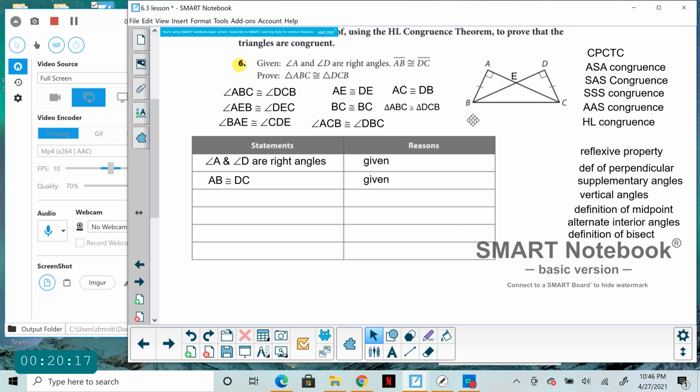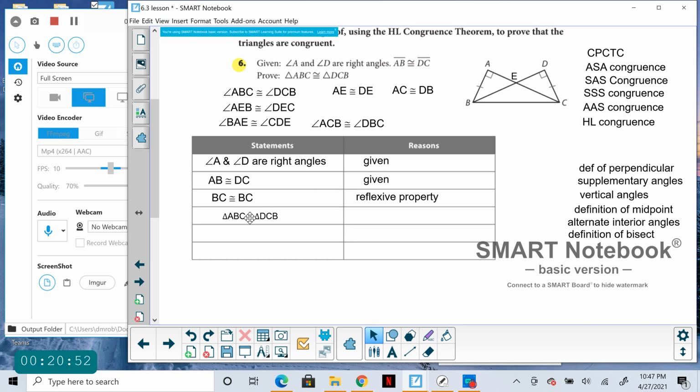So we have AB congruent to DC. We could say that BC is congruent to BC because that is the hypotenuse. That's the reflexive property. Now we have the hypotenuse and the leg in a right triangle. So our triangles are congruent by the hypotenuse leg congruence.